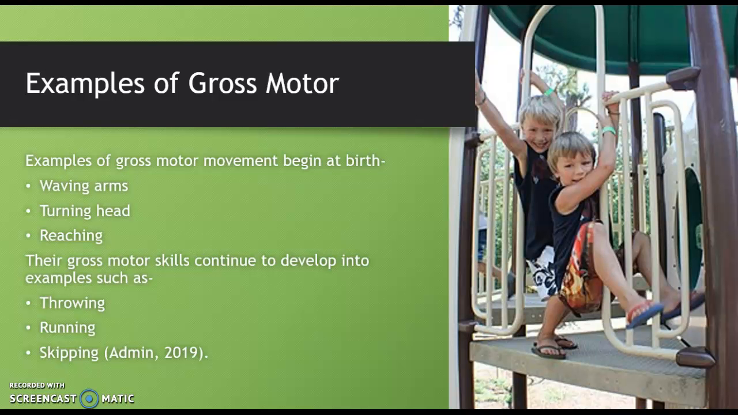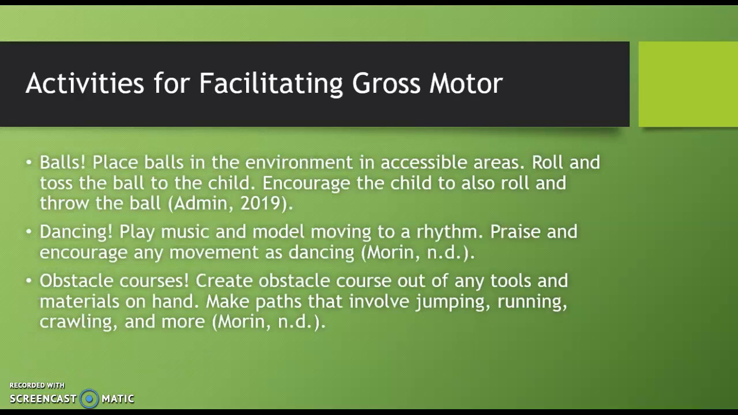Examples of gross motor beginning at birth are waving arms, turning heads, and reaching. As you can tell, these are all large muscles that we use right away. Their gross motor skills continue to develop into examples such as throwing, running, and skipping. There are many ways for adults to facilitate this development positively.